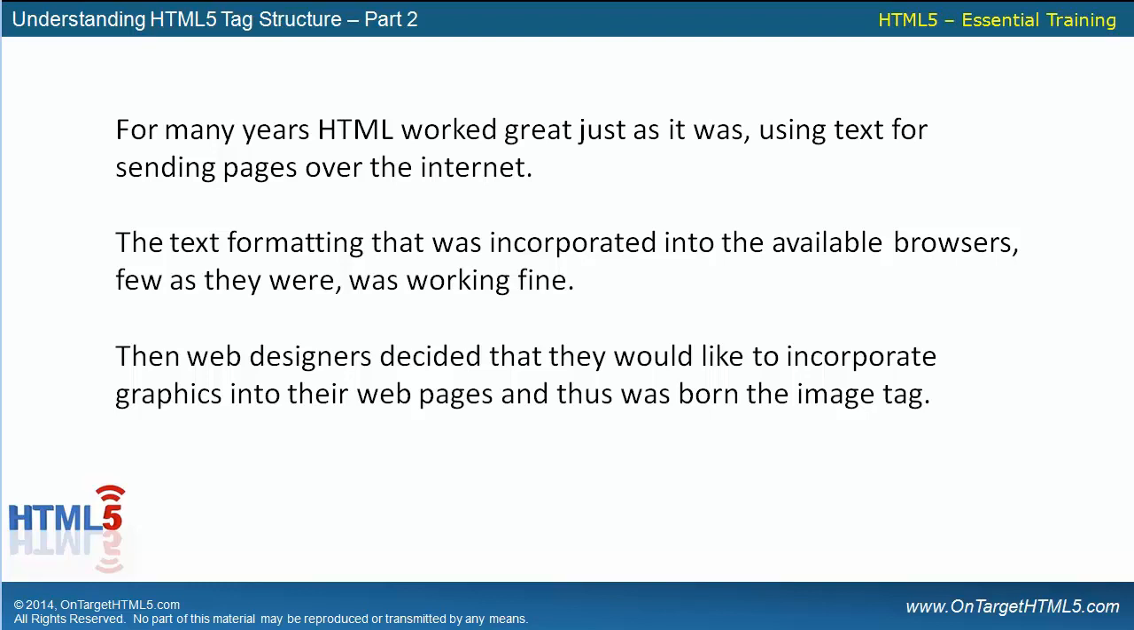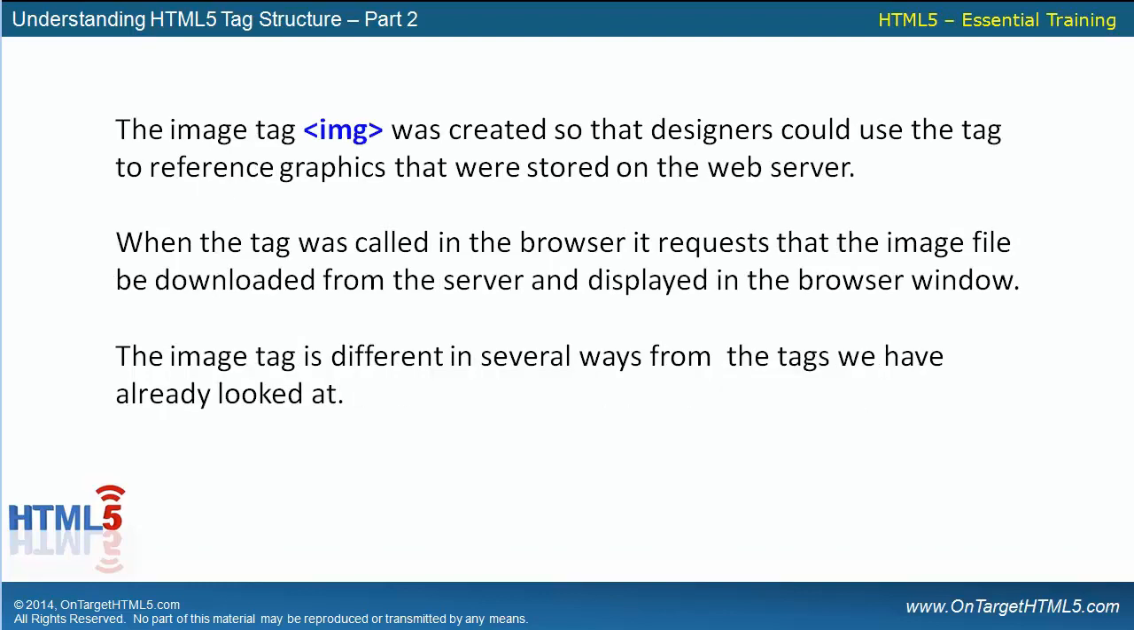For many years, HTML worked great just as it was, using text for sending pages over the internet. The text formatting that was incorporated into the available browsers, as few as they were, was working fine. Then web designers decided that they would like to incorporate graphics into their web pages, and thus was born the image tag. The image tag was created so that designers could use the tag to reference graphics that were stored on the web server. When the tag was called in the browser window, it would request that the image file be downloaded from the server and displayed in the browser windows.